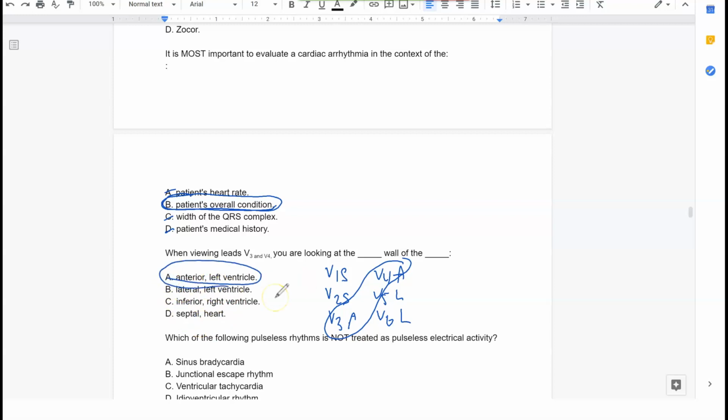There's your answer. Which of the following pulseless rhythms is not treated as a PEA? We talked about this, right? Idioventricular is PEA. Junctional escape rhythm is treated as a PEA. Sinus bradycardia is treated as a PEA. Ventricular tachycardia is the only one that has its own, right? VFib and VTAC have their own protocol. They're treated differently.